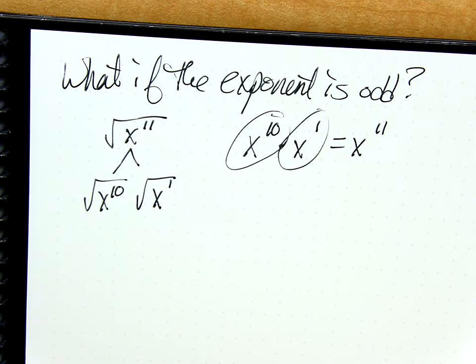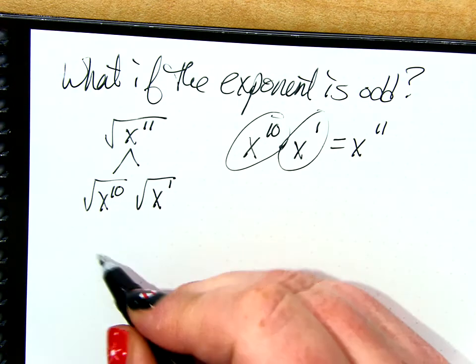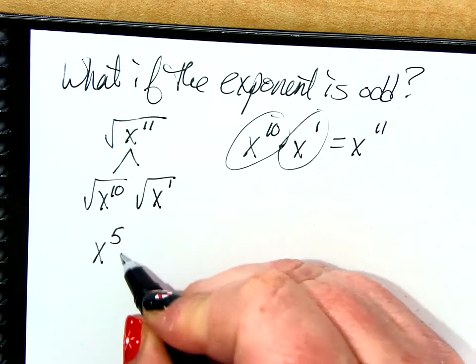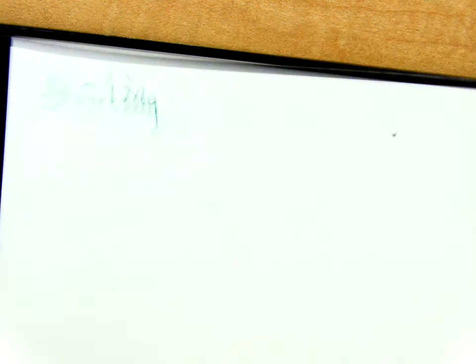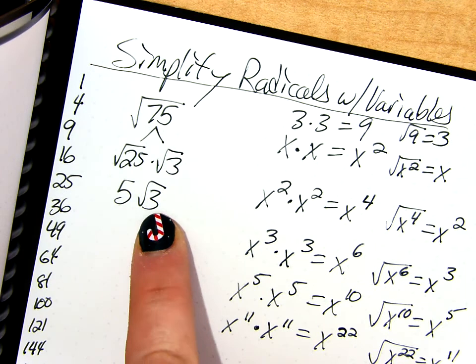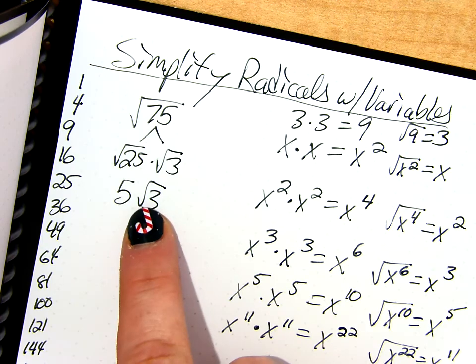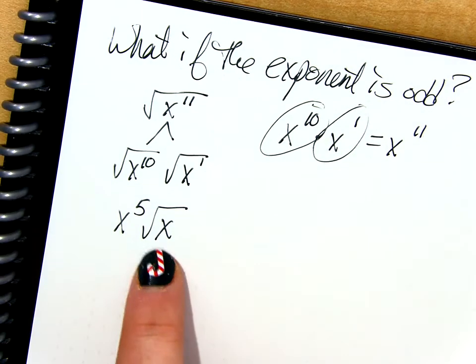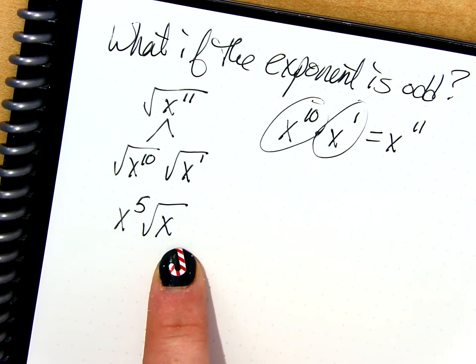So watch how this breaks down now. You know what the square root of x to the 10th is. It's just x to the 5th. This doesn't simplify. You just leave it. Just like when I did the square root of 75, my perfect square comes out nice, but then I left the square root of 3 because I can't simplify that any further. Same thing's going on here. I can't simplify the square root of x any further. So that is my answer.